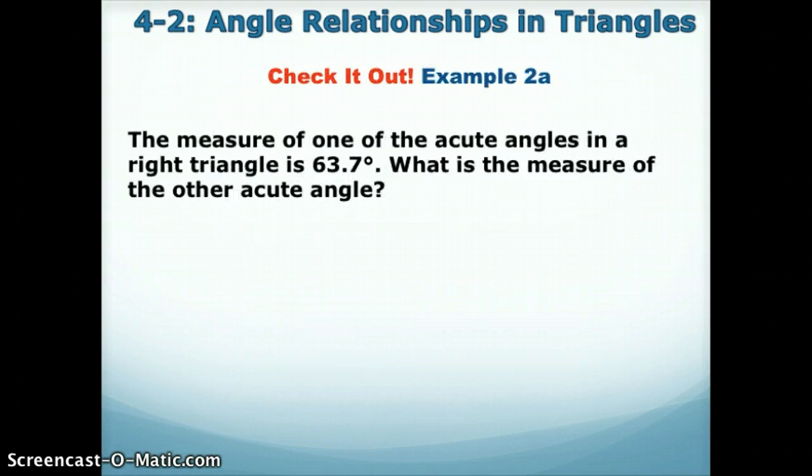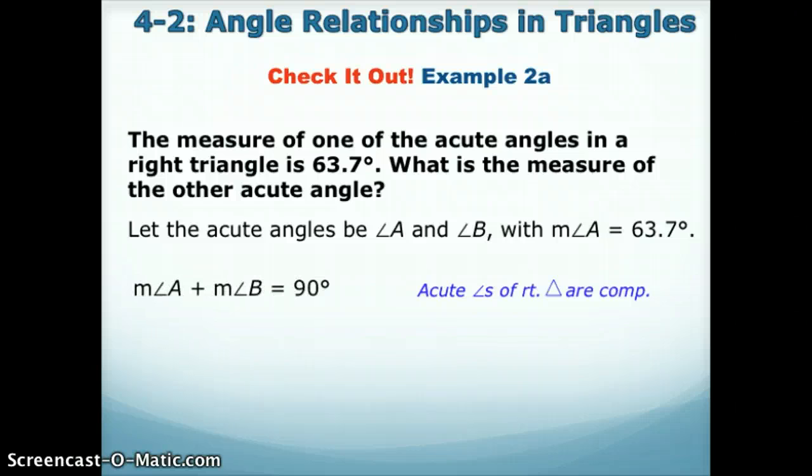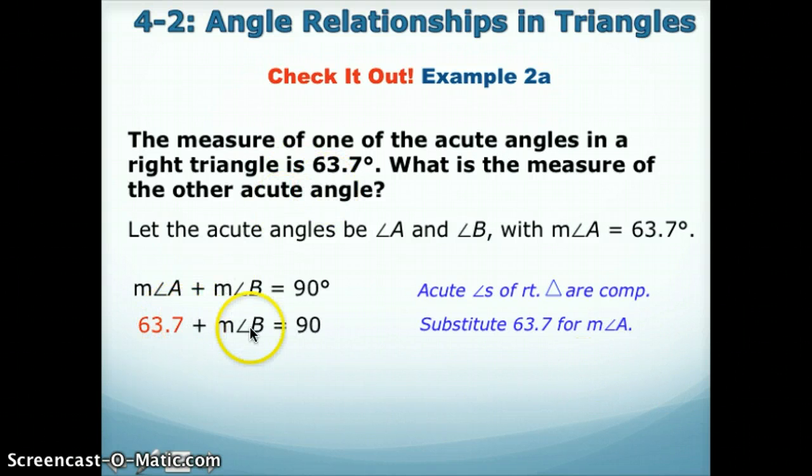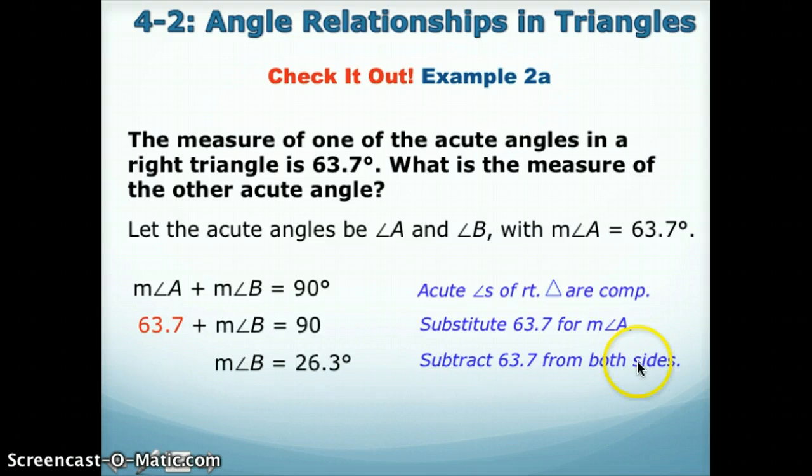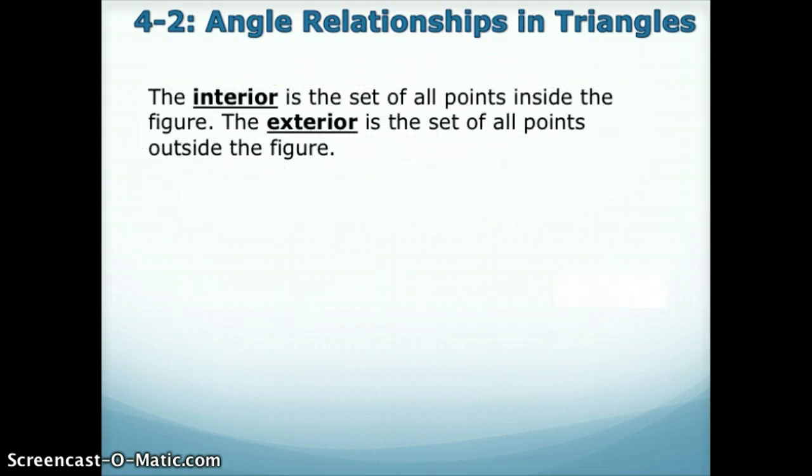Here's another one using a decimal. If one of the acute angles in a right triangle is 63.7, what's the measure of the other angle? So we've got two angles, A and B. One of them is 63.7, but the two added together equal 90 degrees because acute angles of a right triangle are complementary. So I'm going to plug in 63.7 for one of the angles, and now if I'm trying to get the other angle by itself, I want to subtract 63.7 from both sides, and I get that the other acute angle would be 26.3.